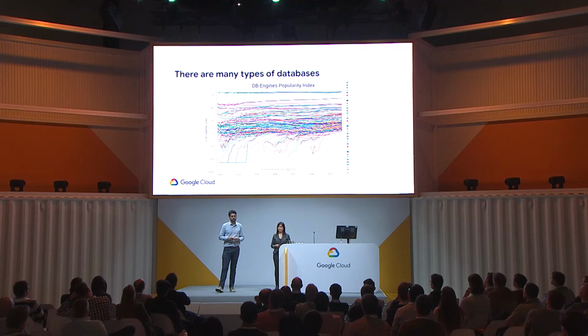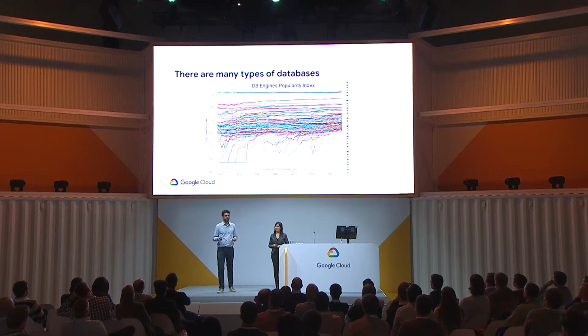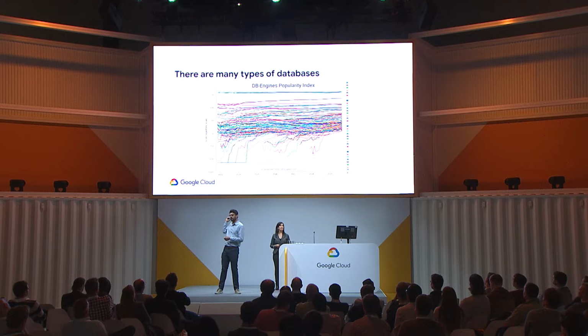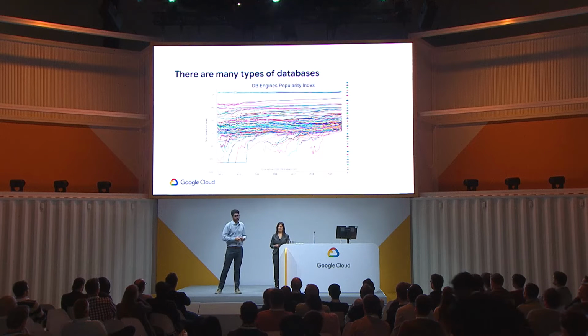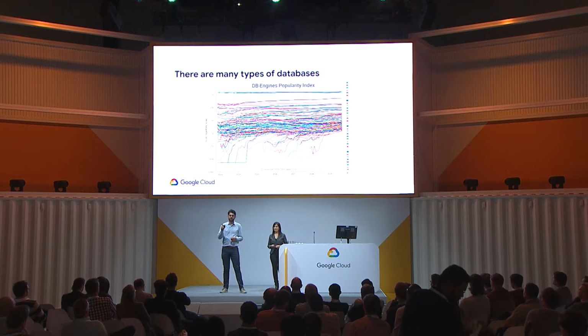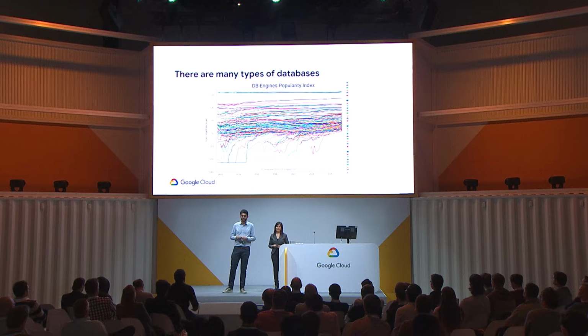So let's take a quick step back. There are many databases out there. dbengines.com, if you're familiar with them, tracks 343 as of a couple of months ago. Each line on this represents one of those databases, and I actually got tired of clicking to load them up, so I don't even think this is all 343.